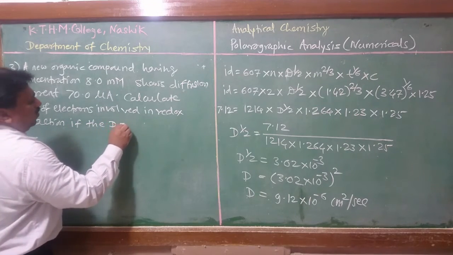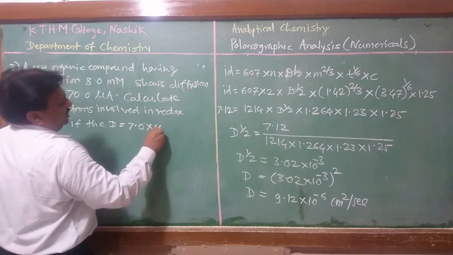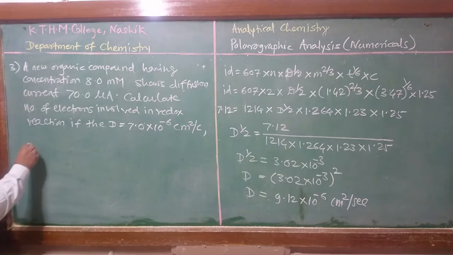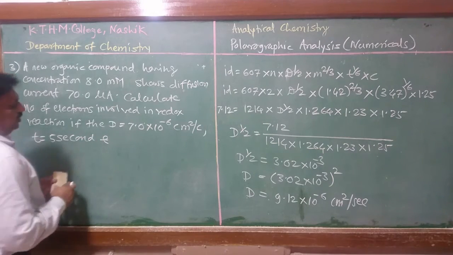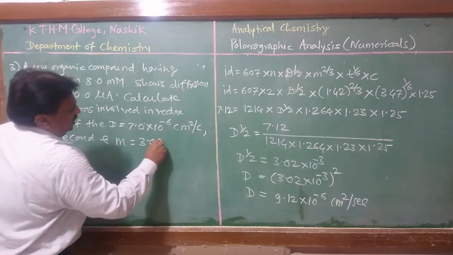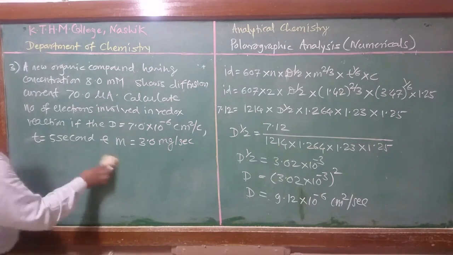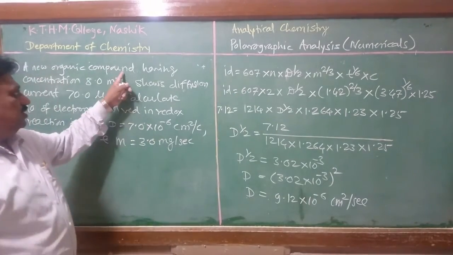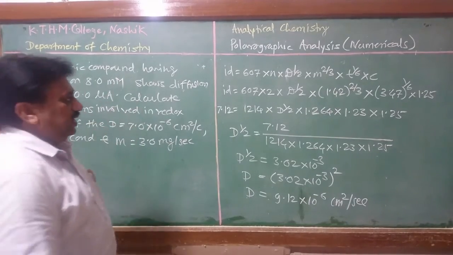D for the organic compound, that is the diffusion coefficient for the organic compound, is 7.0 into 10 raised to minus 6 square centimeter per second. Drop time, that is t, is equal to 5 seconds, and mercury flow rate m is equal to 3.0 milligram per second. With this data, we are to find out the number of electrons involved in the redox reaction or reduction of that organic compound, and we have to find that again by using the Ilkovic equation.